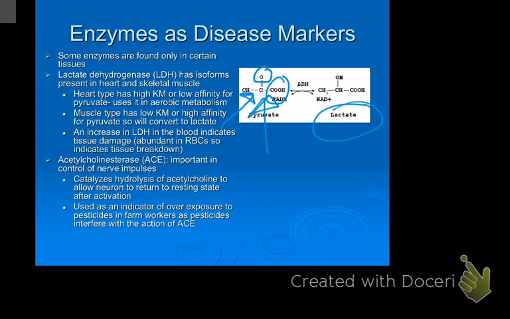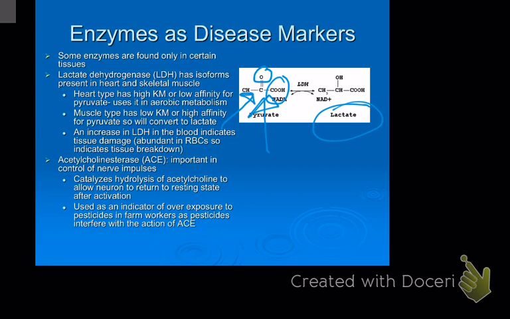So you can also utilize this. The muscles can utilize the pyruvate, turning it into lactate in order to do anaerobic oxidation. But you don't want to do that with your heart. Another one is acetylcholinesterase, which is ACE, and it's for nerve impulses. One way they can test for certain types of pesticides that have done nerve damage is by looking to see if there's an increase in acetylcholinesterase.